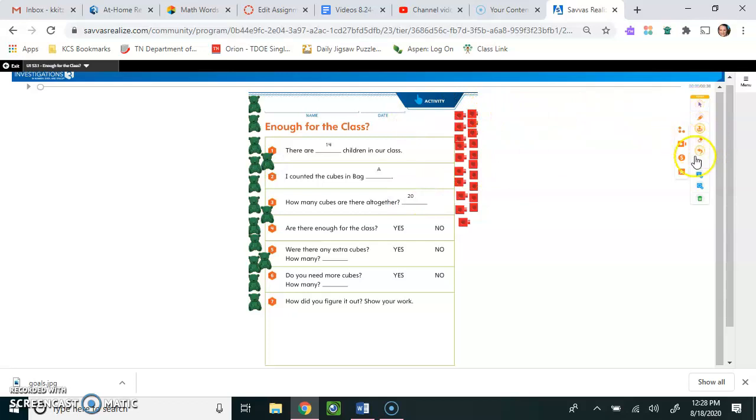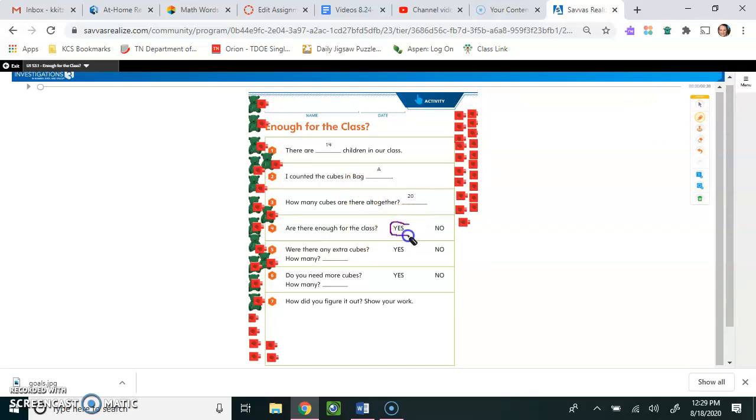Well, let's see. Let's give cubes to these bears until I get to 20. 1, 2, 3, 4, 5, 6, 7, 8, 9, 10, 11, 12, 13, 14, 15, 16, 17, 18, 19, 20. What do you notice there? Yeah, all the bears have a cube. Absolutely. So did we have enough for our class?